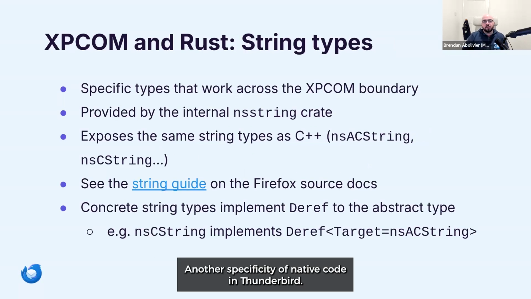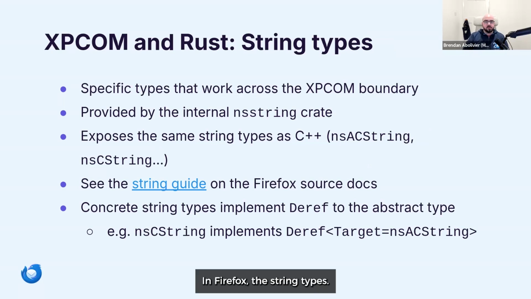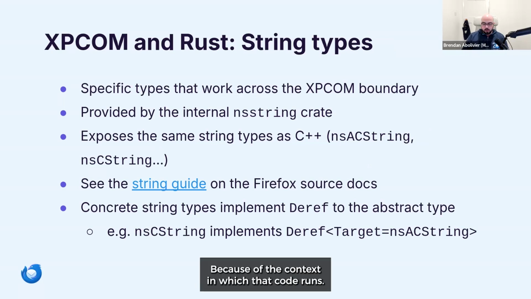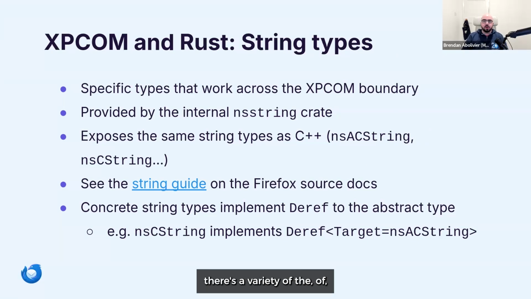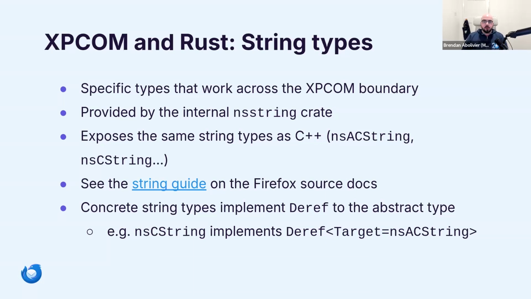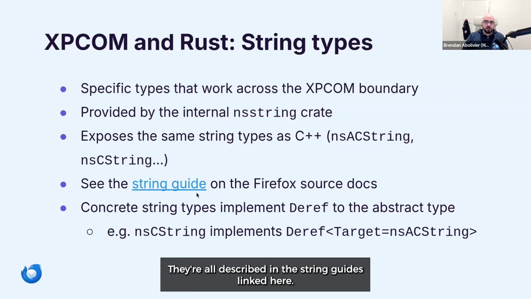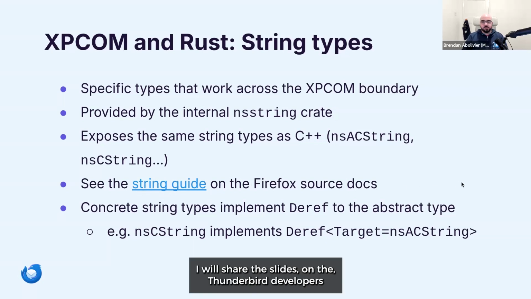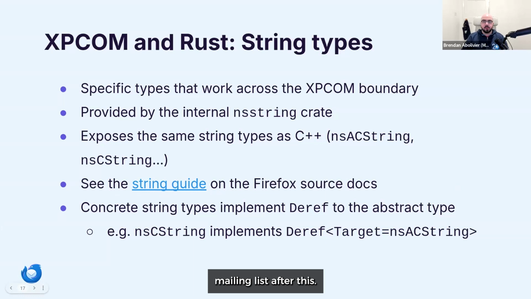Another specificity of native code in Thunderbird and Firefox is the string types, because of the context in which that code runs. There's a variety of string types that are defined within the Firefox code base. They're all described in the string guides linked here. I will share the slides on the Thunderbird developers mailing list after this.